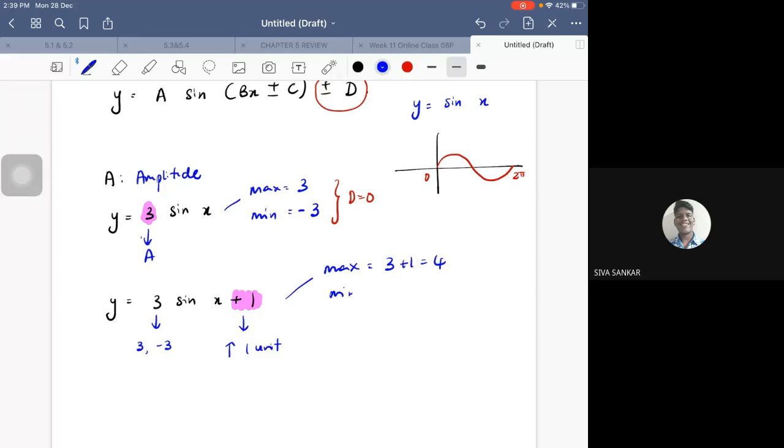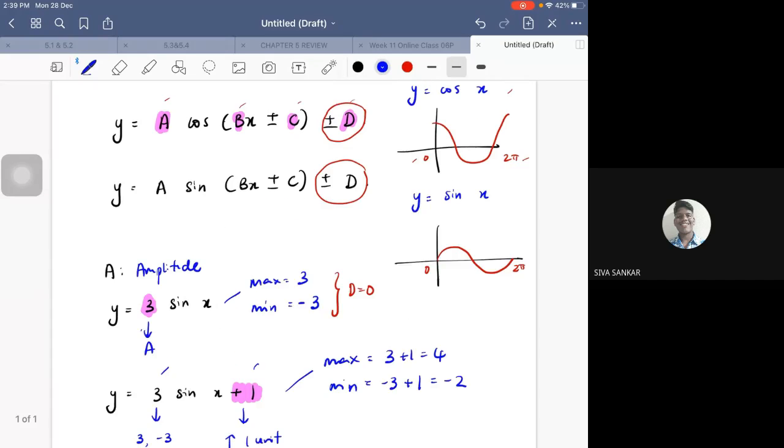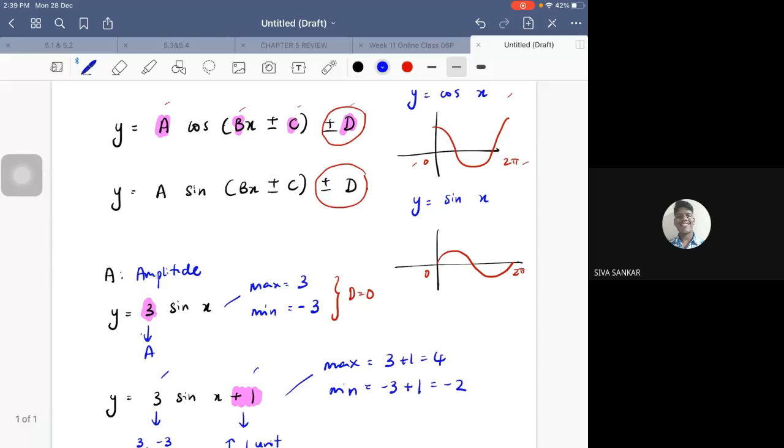And our new minimum, which is previously at negative 3, sekarang dia akan jadi negative 3 plus 1, so that is going to equal negative 2. So that is going to be our new minimum and also maximum. Okay, so that is determined by the value of A and also the value of D. Okay, now let's have a look at the other constants. Selain daripada A dengan D, we also have B and also C. So let's have a look at B first.